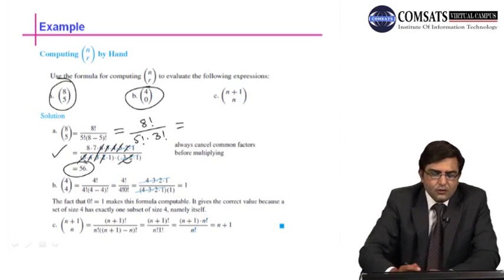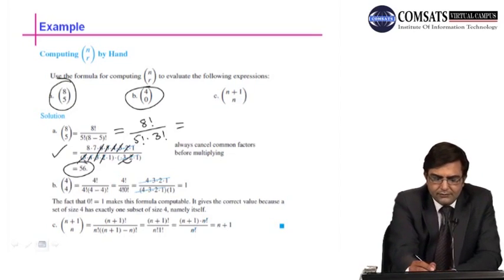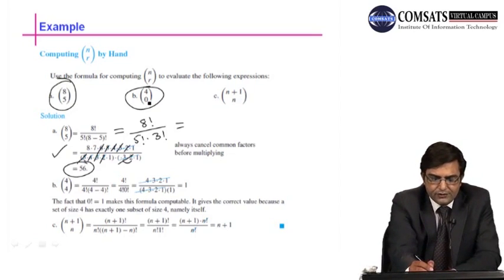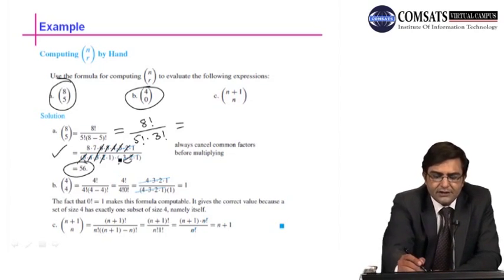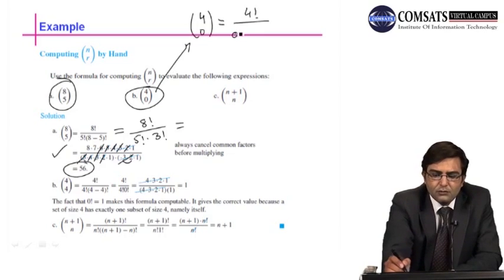The next is 4C0. Here I have written 4C0, and here I have calculated 4C4. So this can also be calculated like this. 4 choose 0 is basically 4 factorial over 0 factorial into 4 minus 0 all factorial.